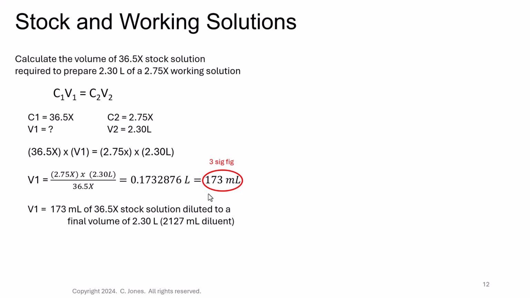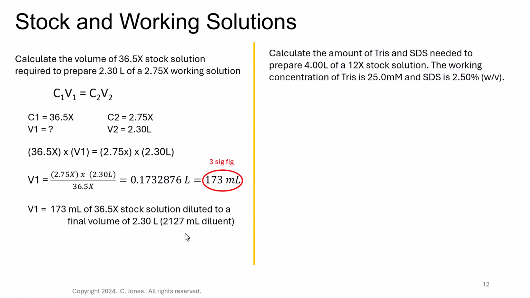Okay, and so to prepare this, we're going to use 173 mLs of the 36.5x stock solution, diluted to a final volume of 2.30 liters, which means 2.30 minus 173 says that we're going to need 2,127 mLs of diluent, right? 2.3 liters, which is 2,300 milliliters, minus 173 milliliters, gives us 2,127 mLs of required diluent.